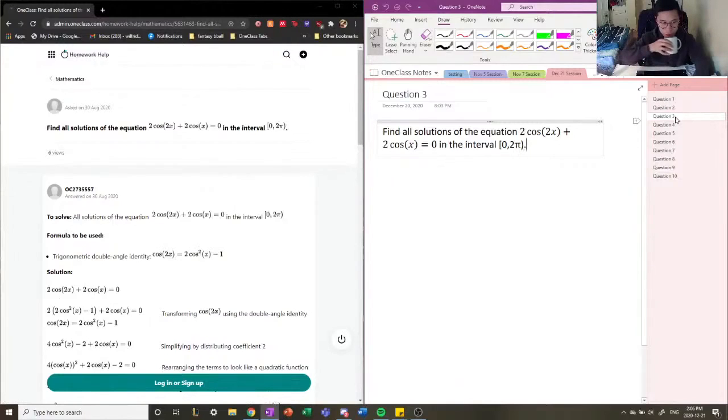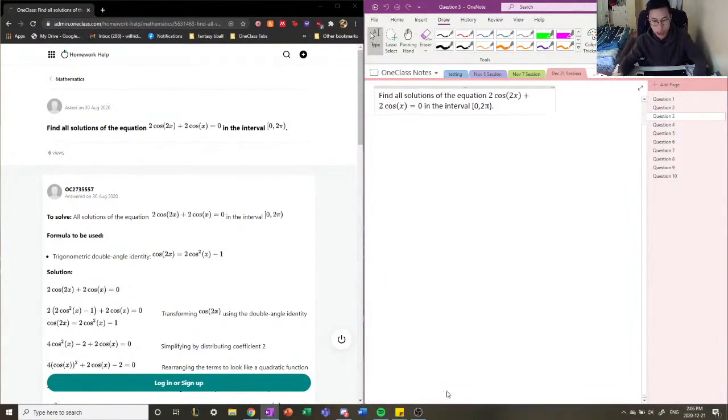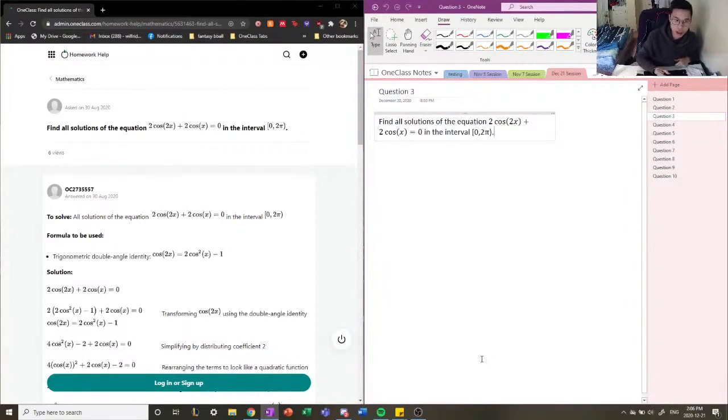All right, so question number 3: find all the solutions of the equation 2 times cos of 2x plus 2 cos x equals 0 in the interval 0 to 2 pi. We're going to need to use some trigonometric identities, and namely the cosine double angle identity, which states that the cosine of 2x is equal to 2 times the cosine squared of x minus 1.